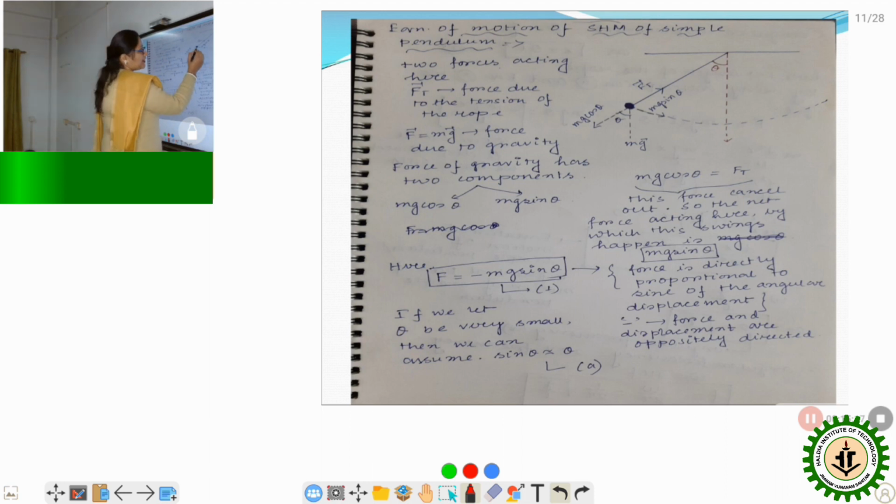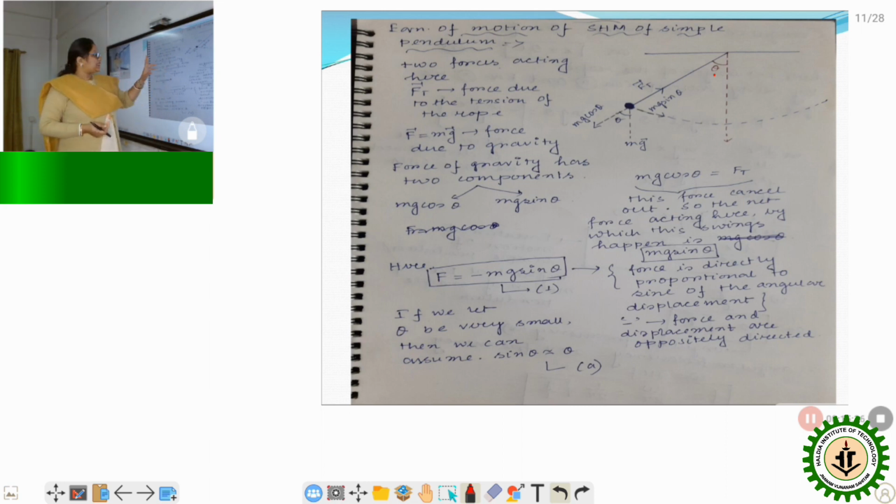So you can see here we displace the bob, or displace this pendulum, in these positions. Now, what is this angular displacement? Angular displacement is theta. Okay. So now how many forces are acting on this bob? That is our point of concern.